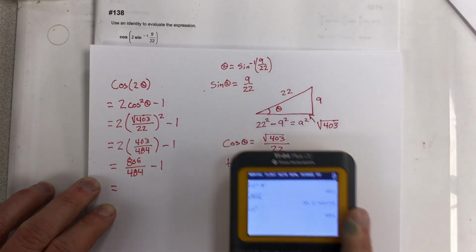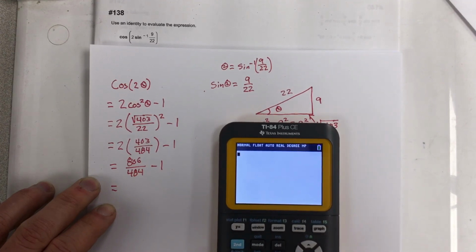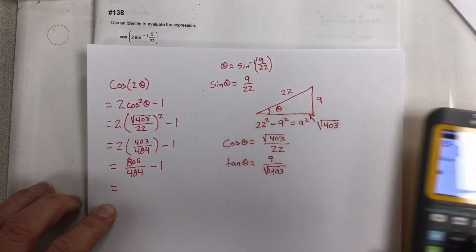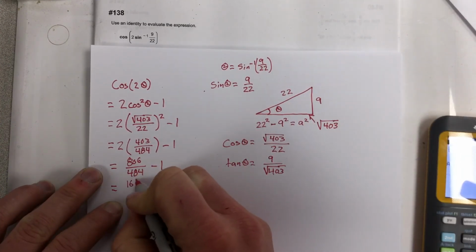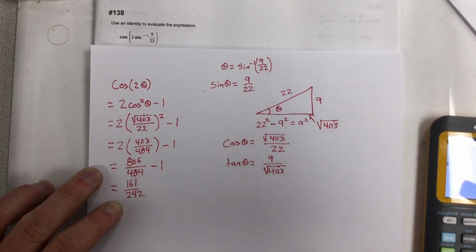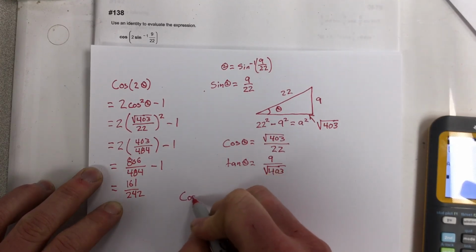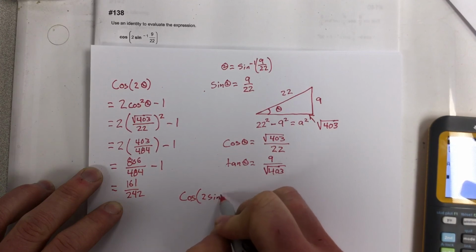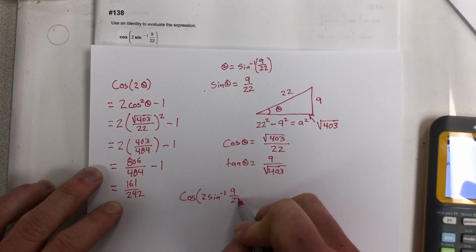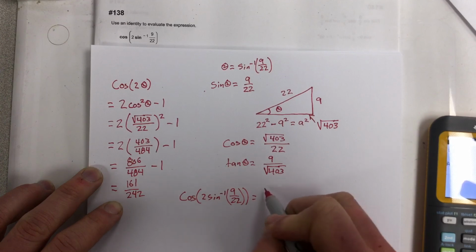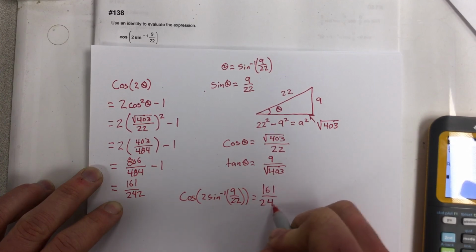Just for kicks, let's pull the calculator in. And 806 over 484 minus 1. Let's hit the math button, fraction. 161 over 242. So that means that cosine of 2 sine inverse 9 over 22 is equal to 161 over 242.